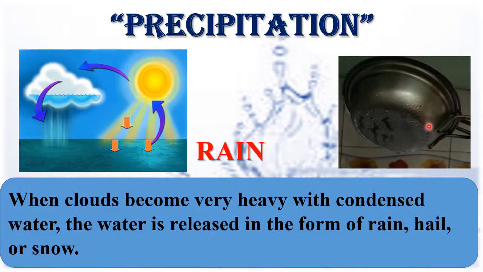When you boil, the water is changed into the gaseous form. Then again to liquid water when it is condensed to form clouds in the air. The next step comes precipitation. When clouds become very heavy with condensed water, the water is released in the form of rain, hail or snow. Can you see? We have done the practical at home also like this, and we can see the raindrops falling. So when clouds become very heavy with condensed water, the water is released in the form of rain.